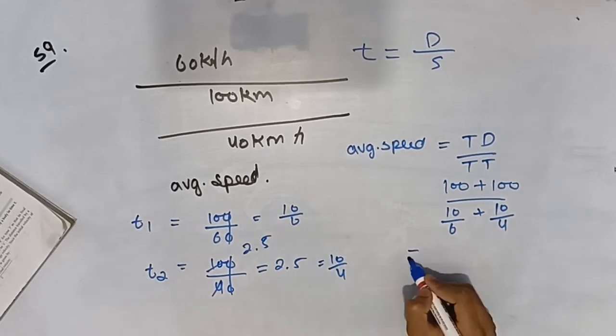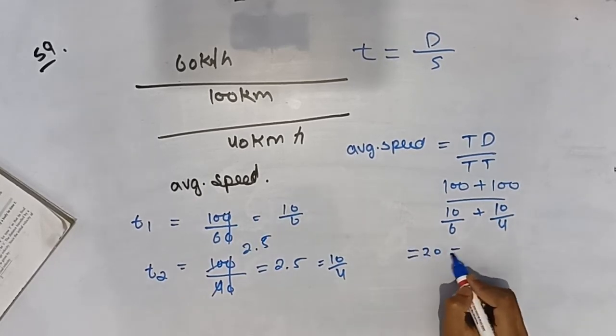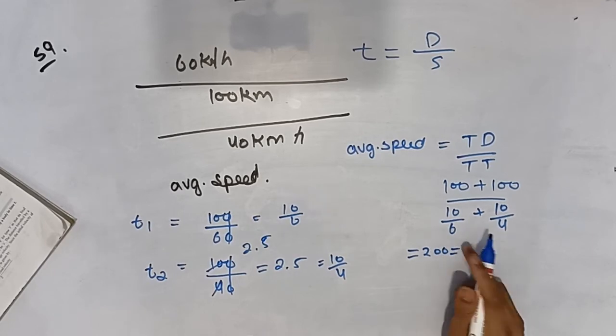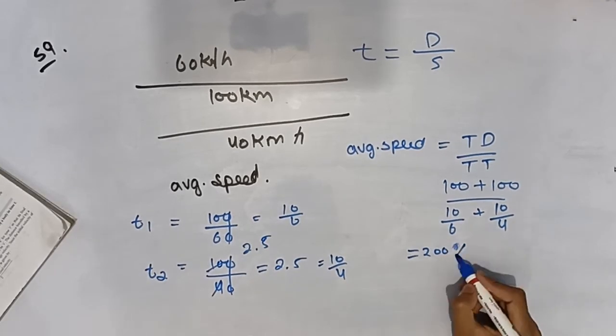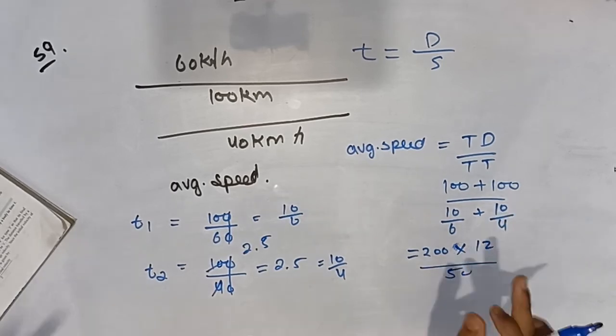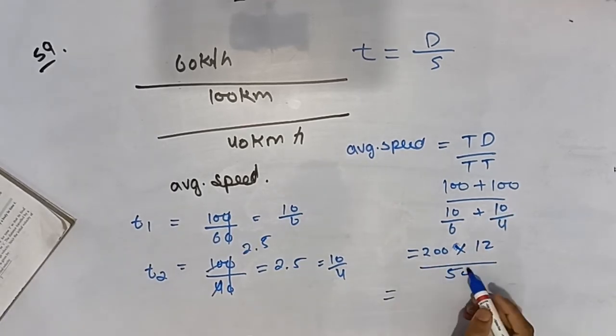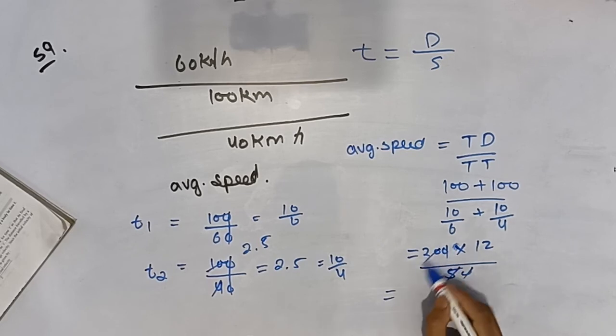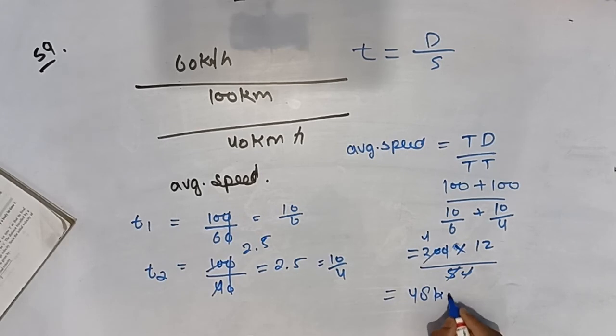So the value we got is equal to 200 multiplied by 12 upon 50. I have written it directly, you can solve it yourself. So we will cut this, 4 times 12 is 48. So our average speed will be 48 km per hour. So this is the answer of our question number 59.